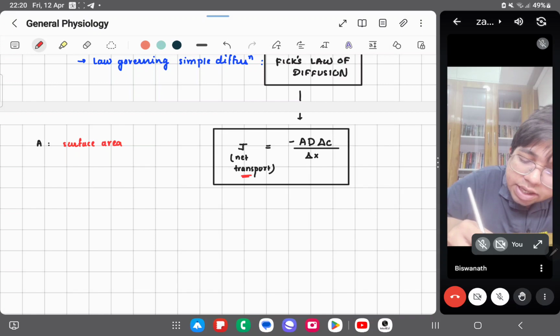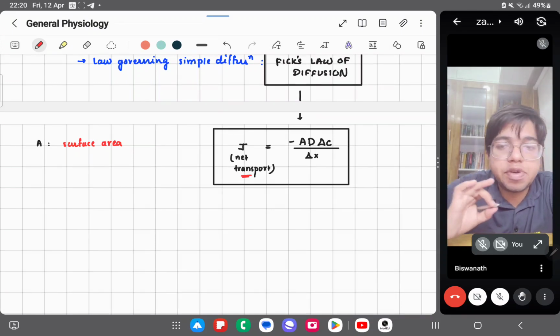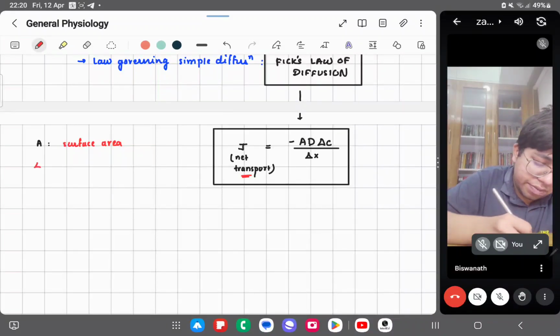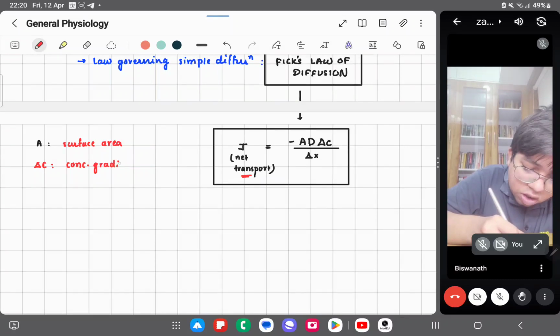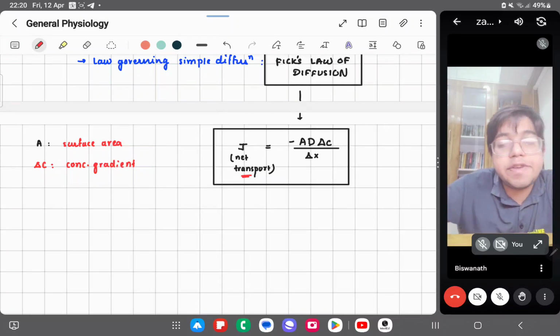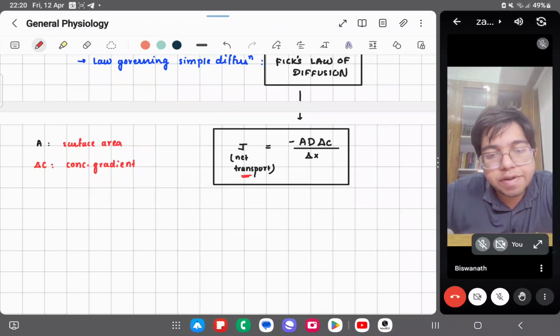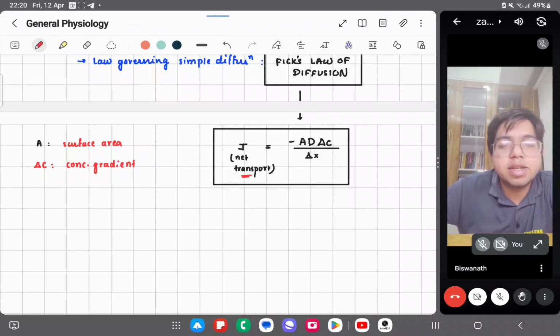This J is the net transport. There is a diffusion, and delta C is the concentration gradient. More surface area, more diffusion. You can understand evaporation: more surface area, more evaporation, right? You can understand it like that.